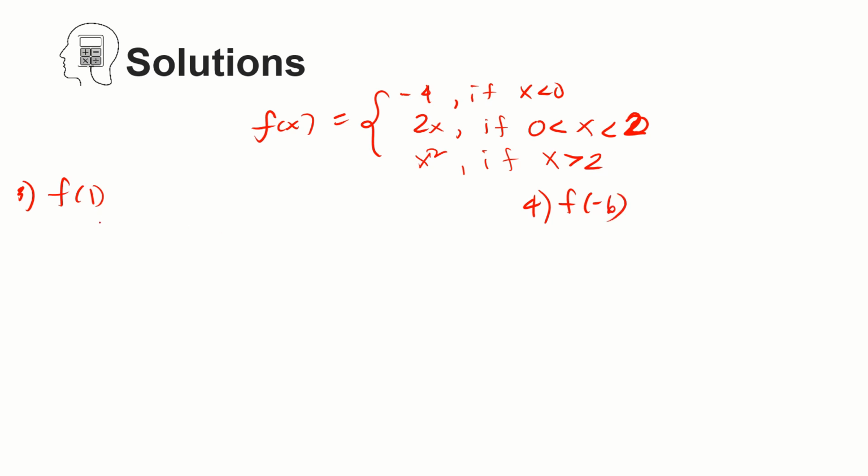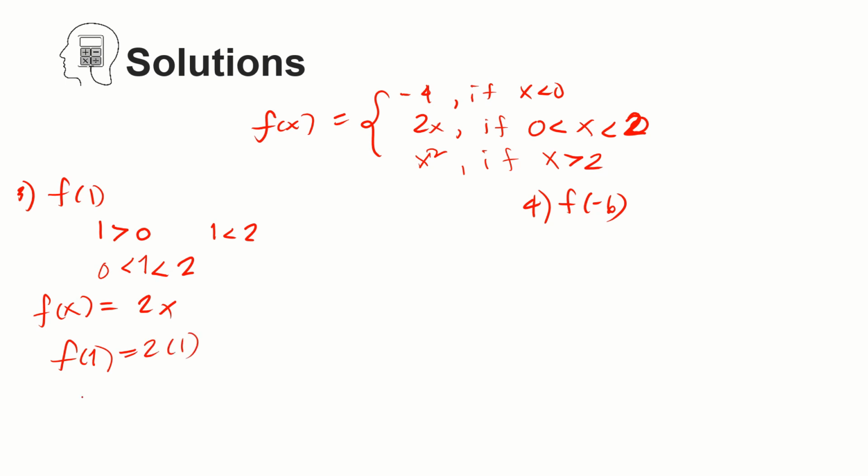So to answer, 1 is a value that is greater than 0. But it is also a value that is less than 2. So therefore, we know that 1 is greater than 0 but less than 2. So thus, we use our second subfunction, f of x is equal to 2x. Substituting, f of 1 is equal to 2 times 1. So f of 1 is equal to 2.